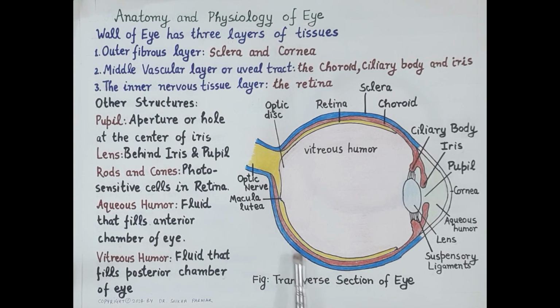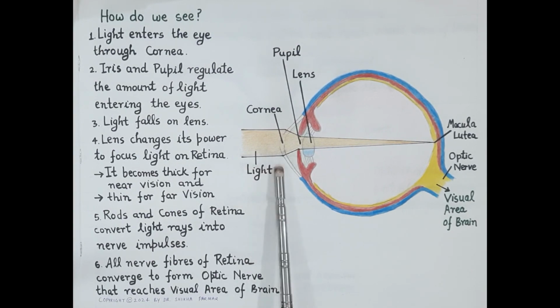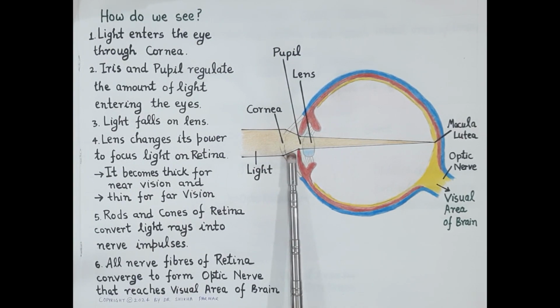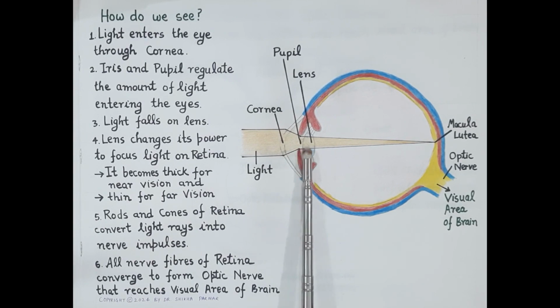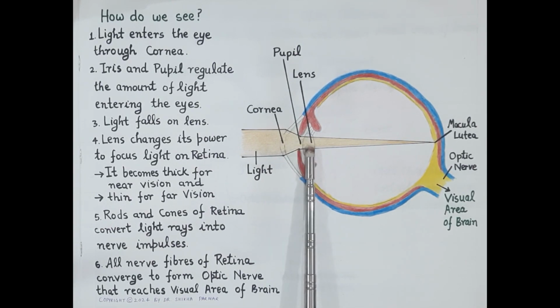So this is the structure of the eye. This is the anatomy of the eye. Now after understanding the anatomy of the eye, let's understand the physiology or the function of the eye, that is, how do we see. So as already discussed, light reflected from an object falls on the cornea, and the cornea bends the light rays. Now this light then passes through the pupil, and it is the iris that regulates the size of the pupil.